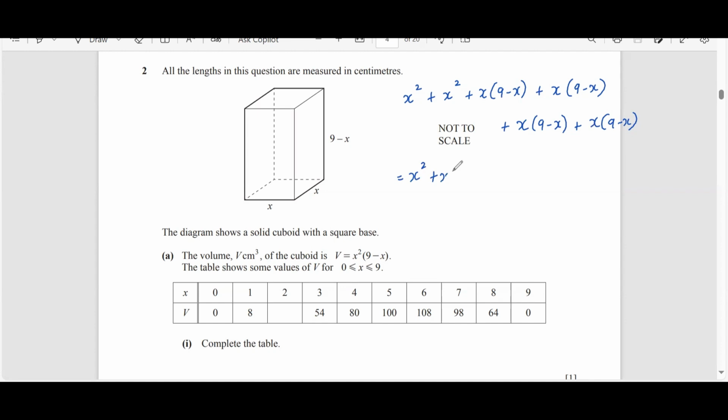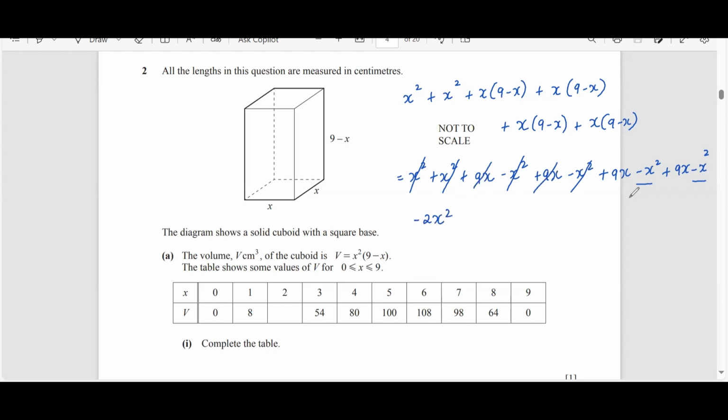So x square plus x square plus 9 into x is 9x, minus x square, plus x into 9 is 9x, x into minus x is minus x square, plus again x into 9 is 9x, minus x into minus x is minus x square. First, all the x square terms: x square plus x square is 2x square, minus x square and minus x square is minus 2x square, so that gets cancelled. And then we are left with minus x square, that is minus 2x square.